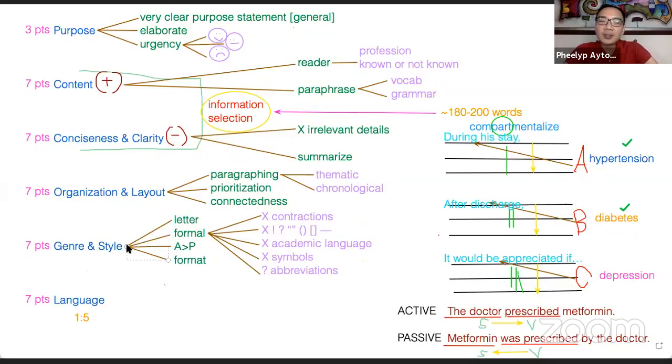And finally, when it comes to language, the only thing to remember there would be your ratio, 1:5. One error that changes meaning is the same weight as 5 errors that do not. You don't have to memorize it. You don't have to master every aspect of grammar, but it's nice for you to know your subject-verb agreements, because as we saw earlier, it does sometimes change the meaning.